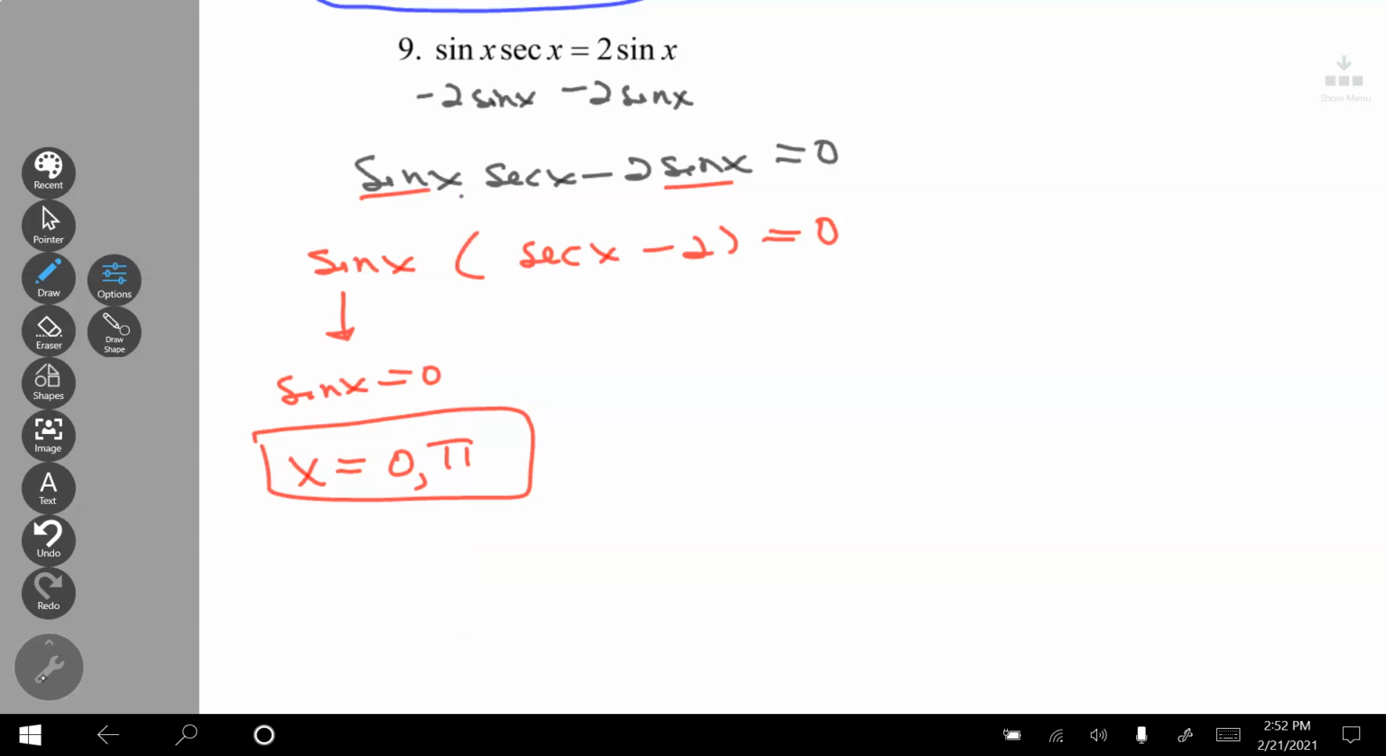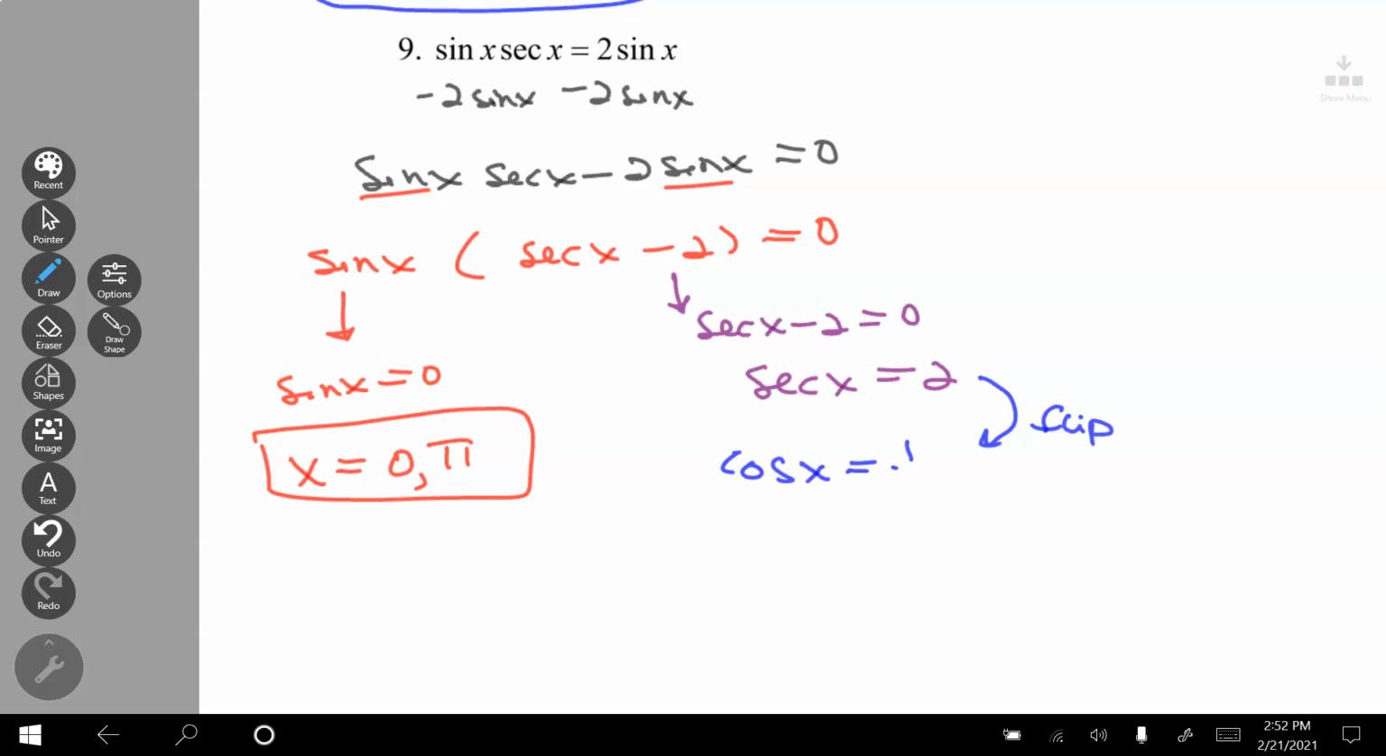This one, secant of x minus 2 is equal to 0. I will add the 2 to the other side, and I get secant of x is equal to 2, which is fine, but I'd rather not deal with it. So I'm going to flip things around. And I get cosine of x is equal to 1/2. I have to flip both the function and the number.